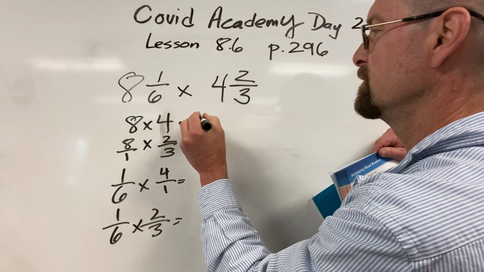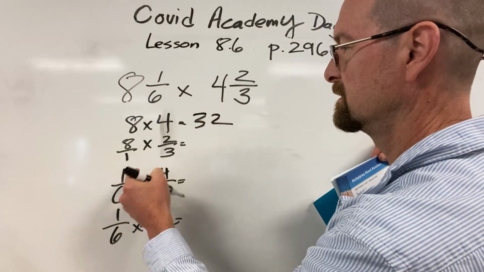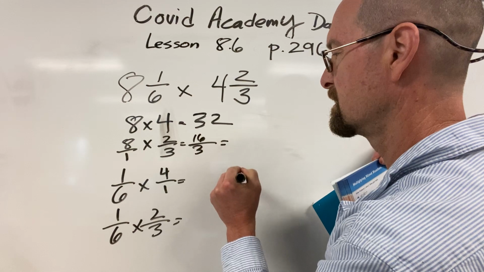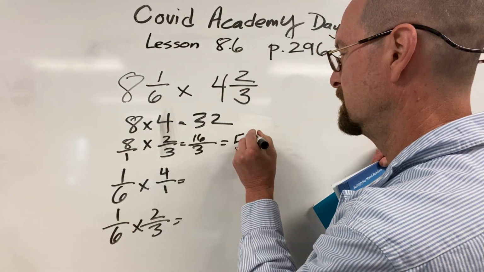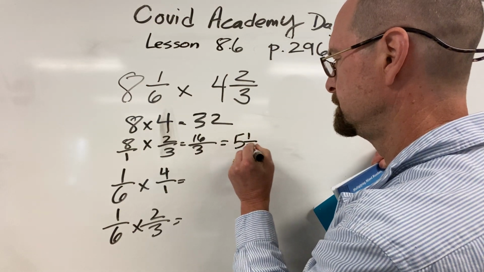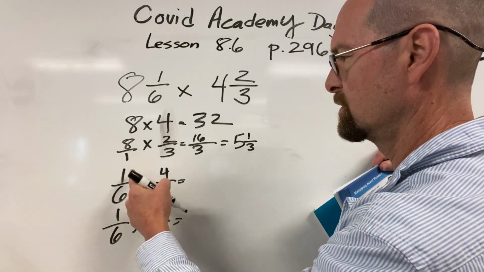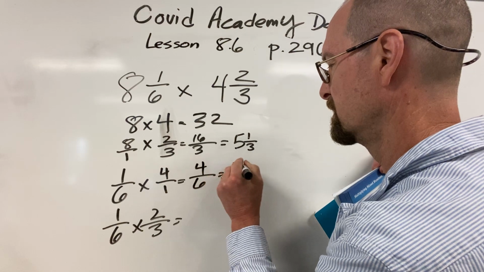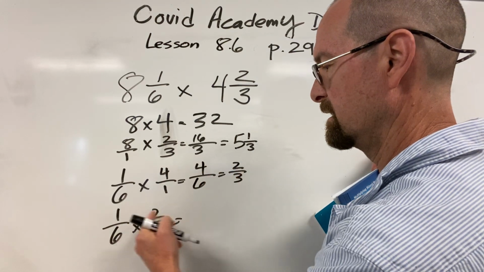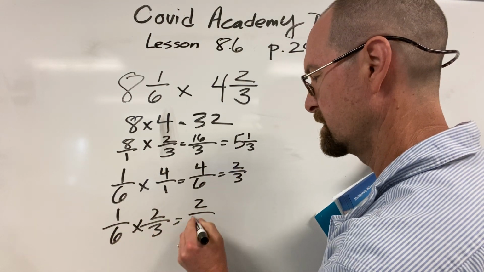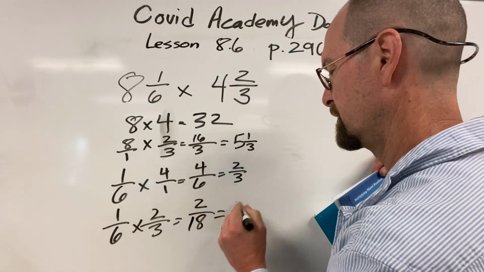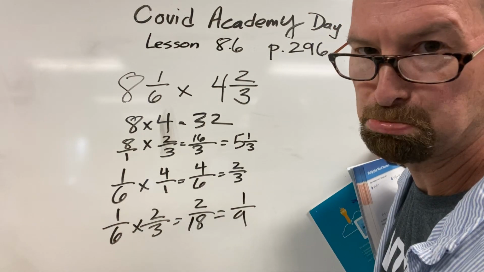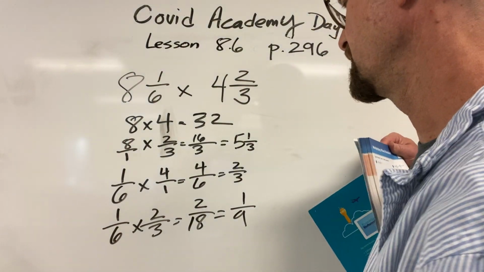Okay, 8 times 4 is 32. This is going to be 16 over 3, which is 5 1/3. Yes, it is. Okay, why am I asking? Okay, next is 4/6, which is just 2/3. And this one is 2/18, which is 1/9. Thirds, ninths. Sad. We need to add them all together now.